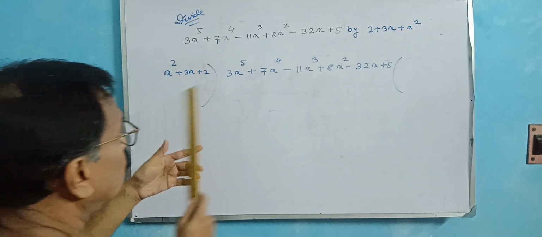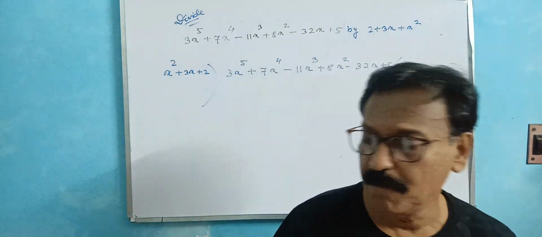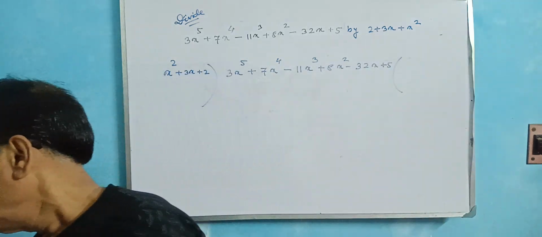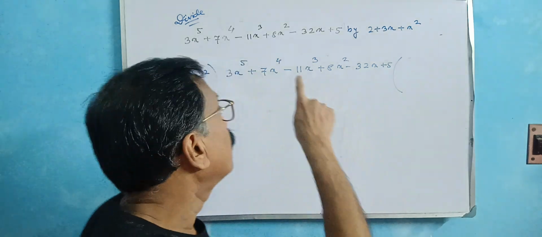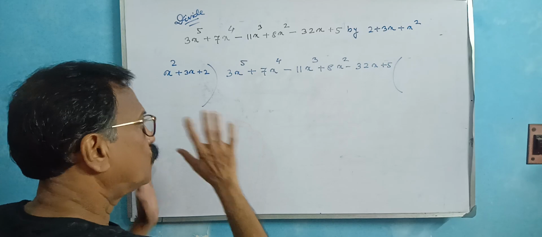So is a descending in power, this is 2, this is 1, this is 0. Here is also descending power, the order must be same, is a descending power. 5 4 3 2 1 0, here is 2 1 0, so descending power you arrange.